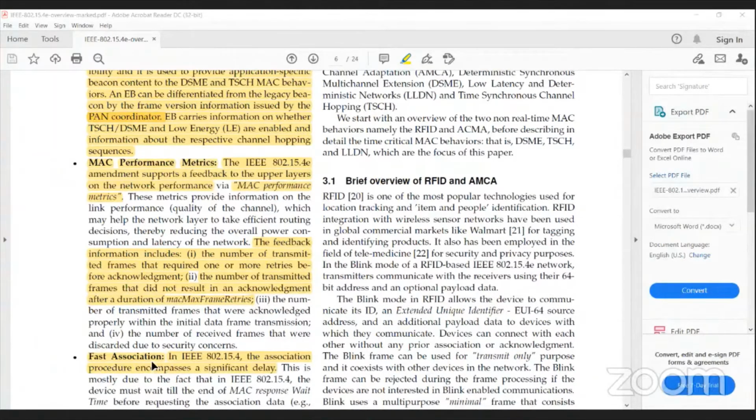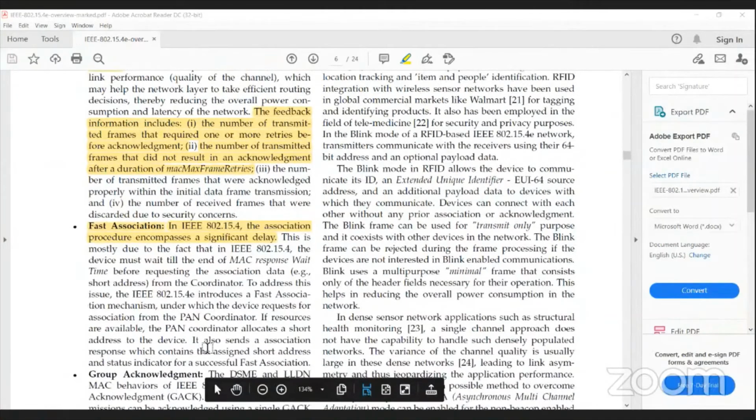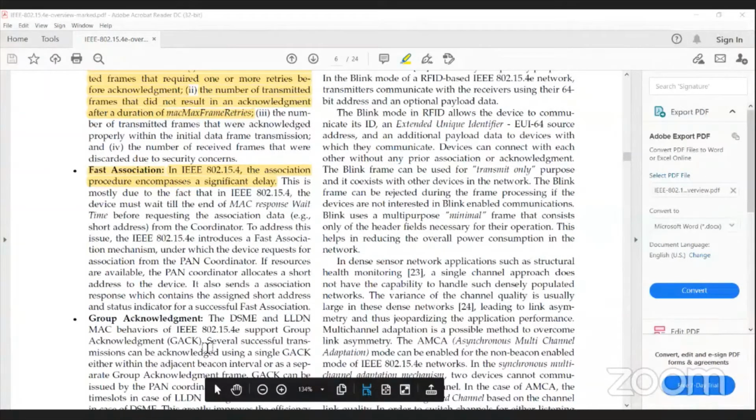Fast association, that's another important requirement for 15.4. It should not take several minutes to join the network. There should be some way, in spite of getting to access the deterministic latency part, that is for data transmissions, that joining the network should not become a big bottleneck.